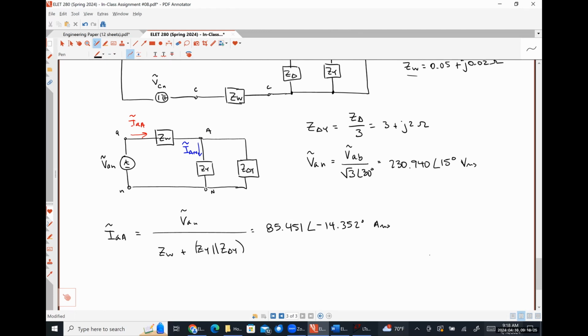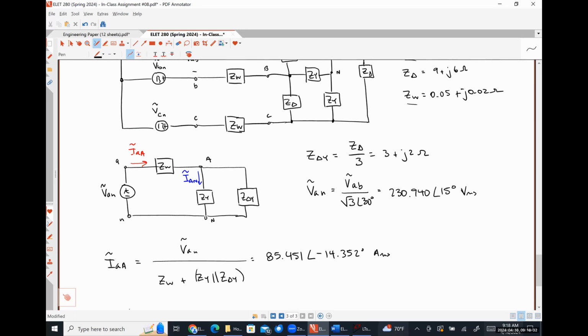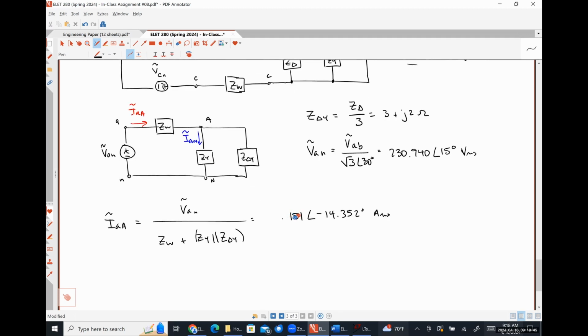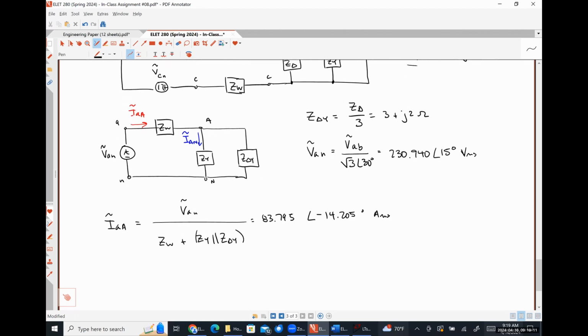So let me try that again. Sorry. X divided by 0.05 plus 0.02i plus what I have stored in my calculator as Y. There we go. Sorry about that. 83.795 with an angle of negative 14.205. Apologies for my mistake. So there's our current IAA. How might we go about solving for that current IAN?